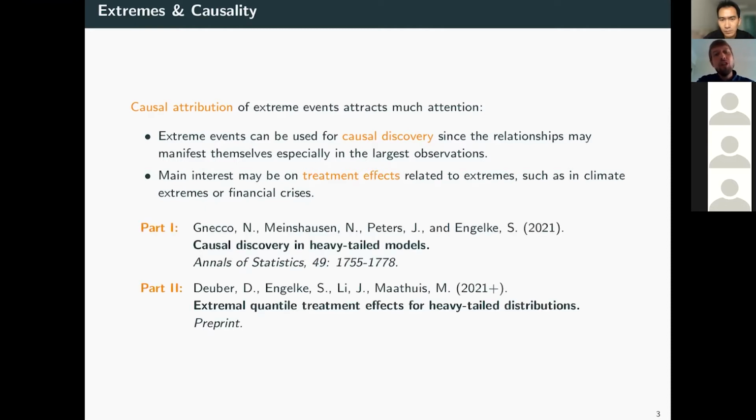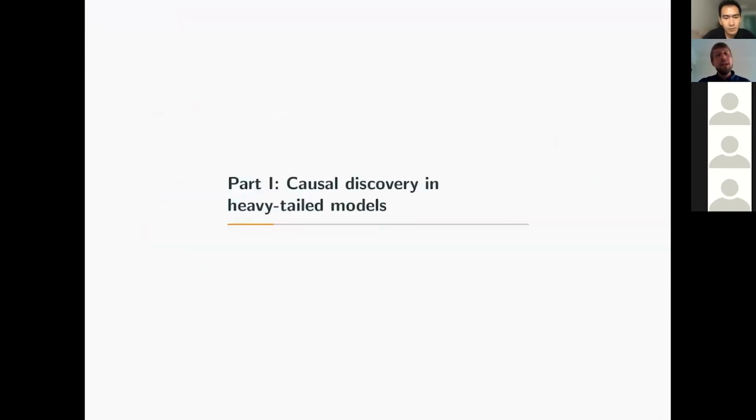I will talk about two contributions that we have made. The first one is on causal discovery, which appeared in the Annals, and the second one is on estimation of extremal quantile treatment effects, which is still a preprint but should be out in the next few weeks. Okay, so let me start with the first part.